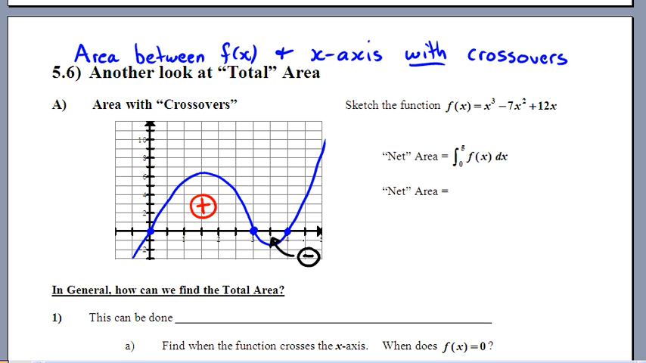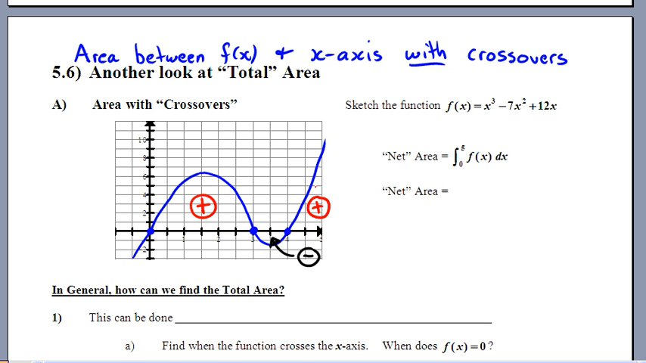Now, technically areas can't be negative. But we like to think of them as being negative just as a reminder to ourselves that, yeah, that area is hanging down below the x-axis. So, more correctly, we would say, well, the area is positive, but the definite integral is negative. All very nice, but sometimes it's just handier to say, well, the area there is negative.